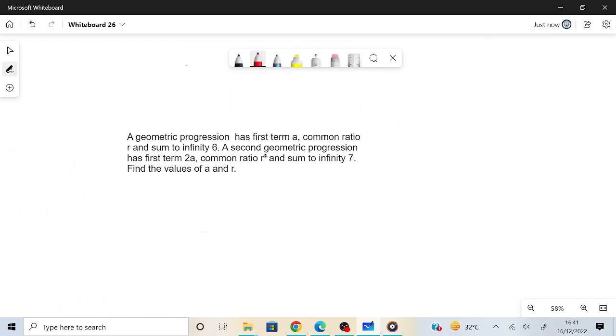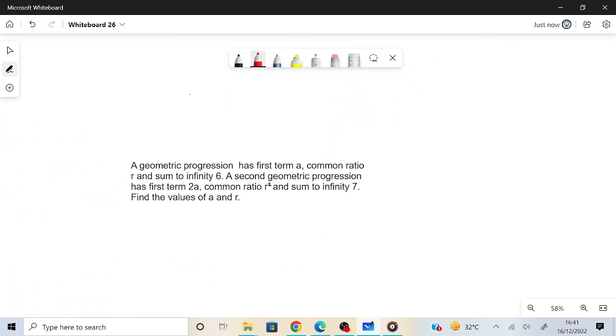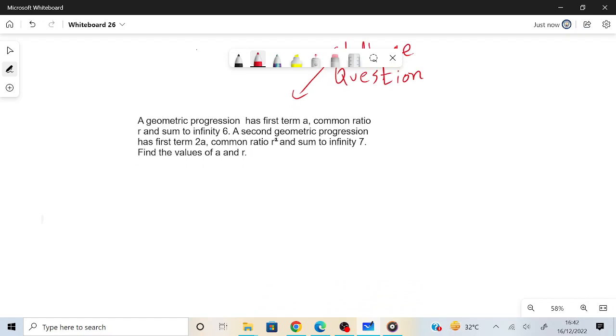And on to the final example, and this is a challenge question. So please do pause the video and have a go at this by yourself, and then resume the video to see if you're correct or incorrect. If you are incorrect, please take note of your mistake.